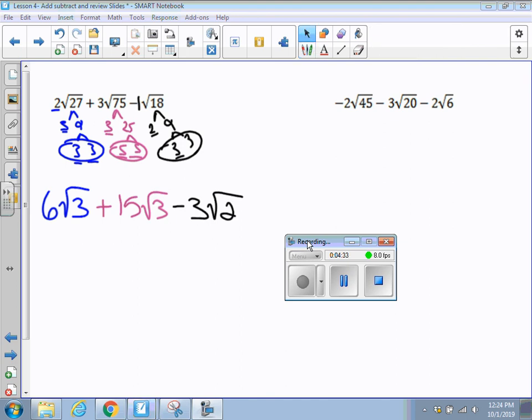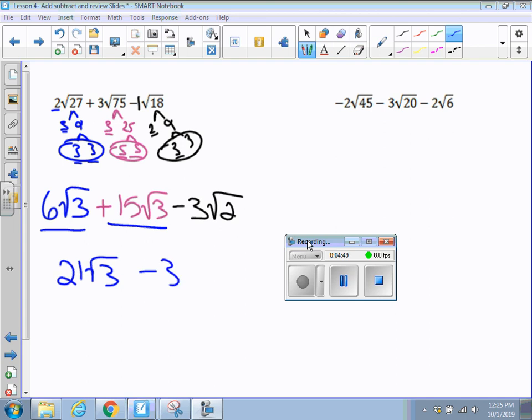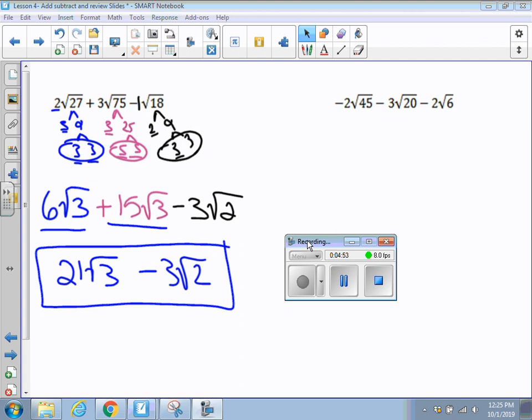So I've simplified, and now I'm going to combine like terms. Well, my only like terms here are 6 square root of 3 and 15 square root of 3 because they have the same index and the same radicand. So when I add them, I'm going to get 21 square root of 3, and then I still have the minus 3 square root of 2. That is fully simplified. You can't go any further than that.